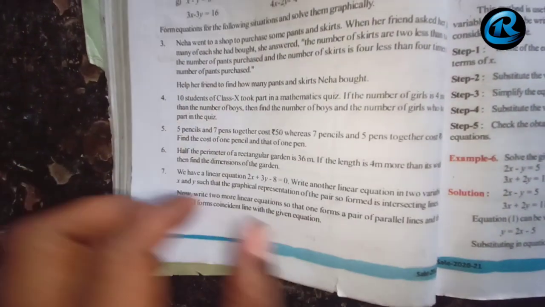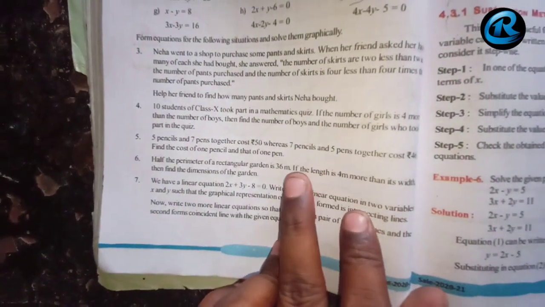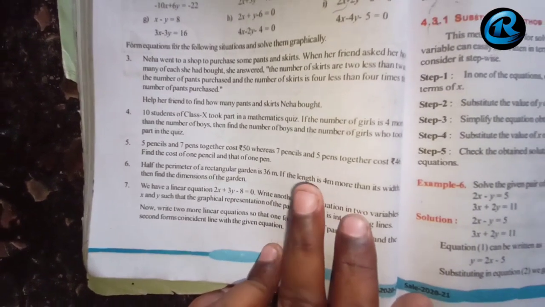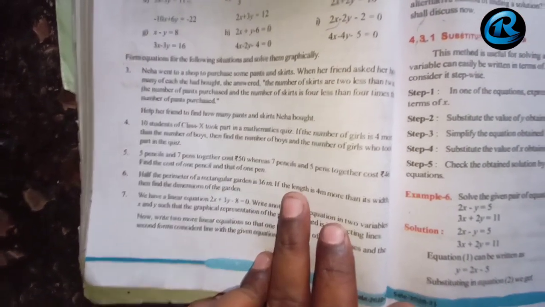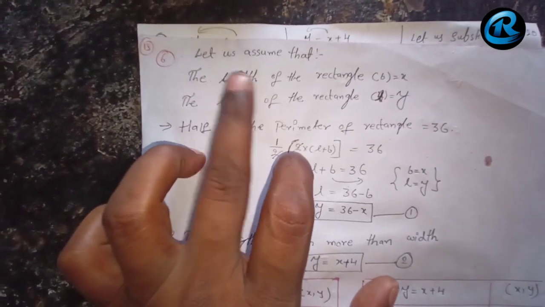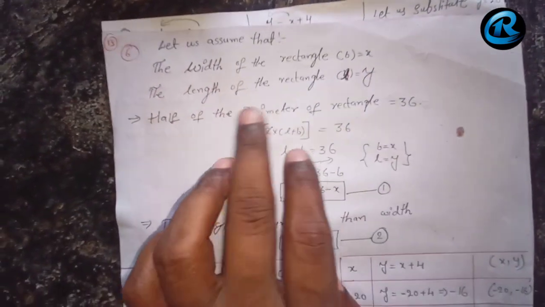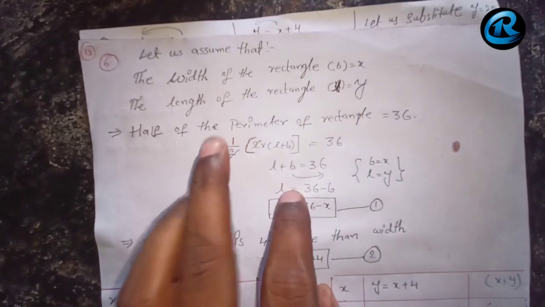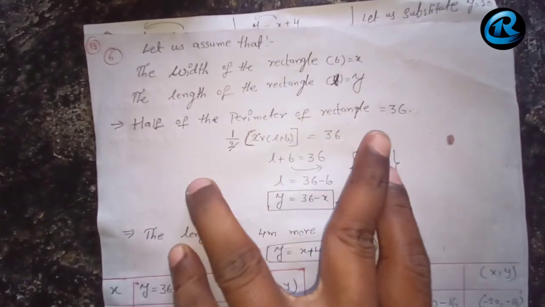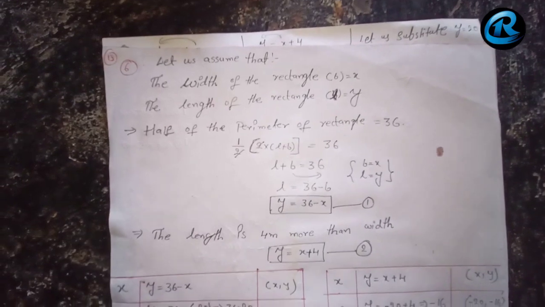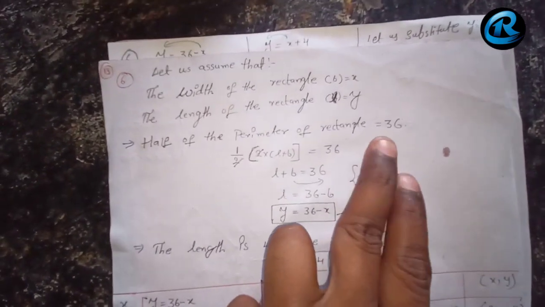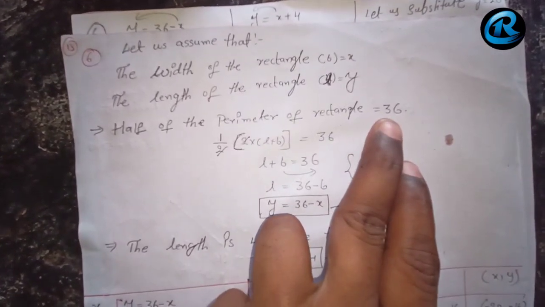So see that these kinds of questions are important. We will be getting more questions of the same model. Let us solve this problem graphically. Here in the question, let us assume that the width of the rectangle is x. Then the length of the rectangle will be y. We know that half of the perimeter is given as 36 meters. In the question he clearly gave that half of the perimeter of the rectangle is 36 meters.